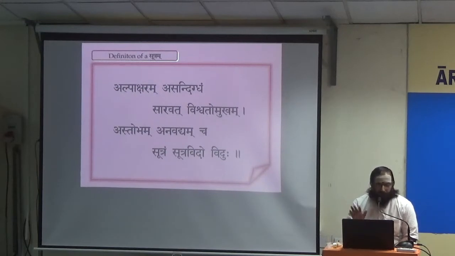These are considered to be the sutra lakshanas. That which has these lakshanas is considered to be a sutram by the sutra vidaha, the ones who know the sutra. The knowers of sutra call it a sutra if it has the six lakshanas. This is the meaning of this sutra. Even when you study Brahma Sutra, the Acharya will start the class with this definition of sutra. So it is better to know now. Clear, all of you? Okay.